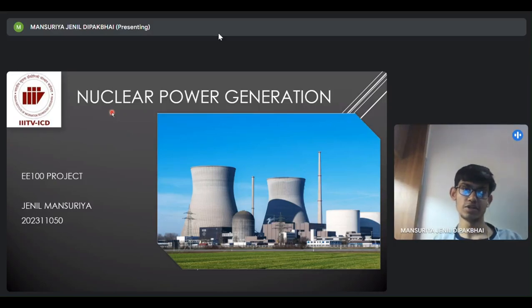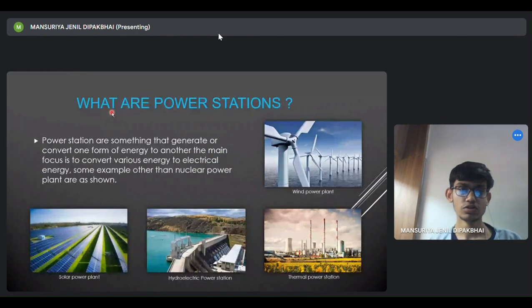So hello everyone, my project is nuclear power generation. So first of all, what are power stations? These power stations convert one form of energy to another.